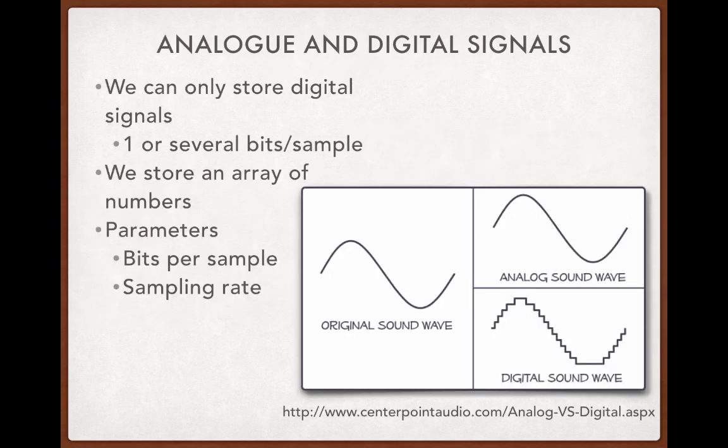In microprocessors we can only store digital signals. It's not possible to store analog, so we have one or several bits per sample. We store an array of numbers, and the parameters for these samples are the bits per sample, that is the accuracy of each sample, and the sampling rate, how fast we sample.